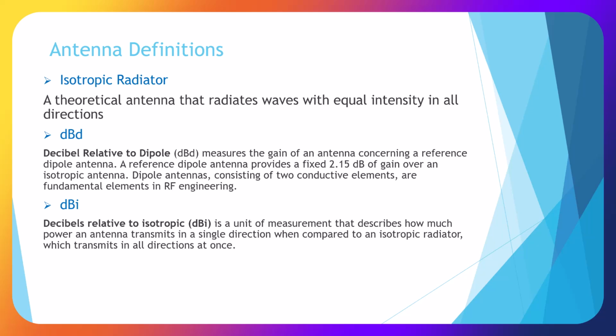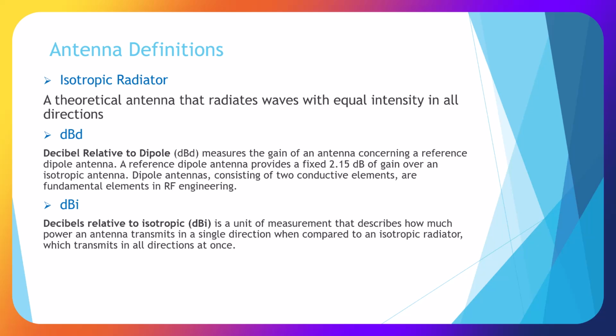Alright, let's take this time to look at some antenna definitions. We have an isotropic radiator. It's a theoretical antenna that radiates waves with equal intensity in all directions. Actual antenna doesn't do that.